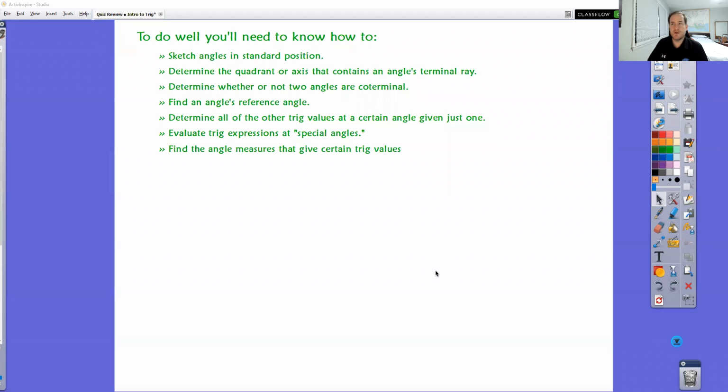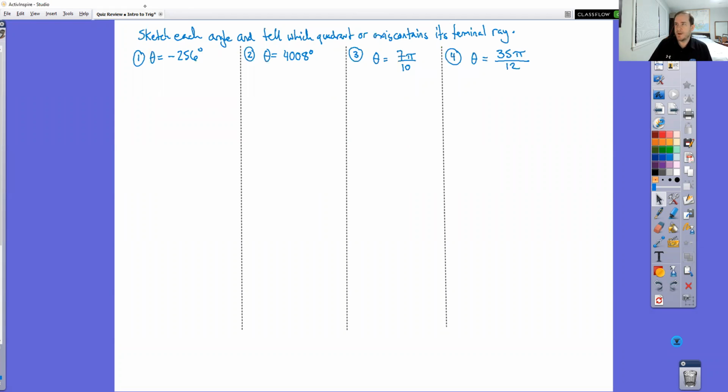Okay, hello students. I said that I would go over this quiz review, so I will. Taking it from the top, here you're just being asked to sketch the angle and tell which quadrant or axis contains its terminal ray. So to sketch, for the degrees, I hope this is a piece of cake, but for anyone that didn't know, a negative angle wants to rotate in a clockwise direction, whereas a positive angle would rotate counterclockwise.